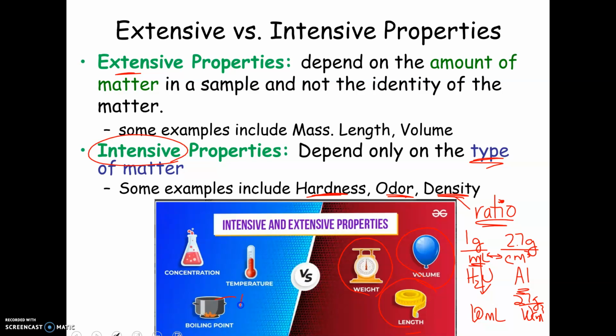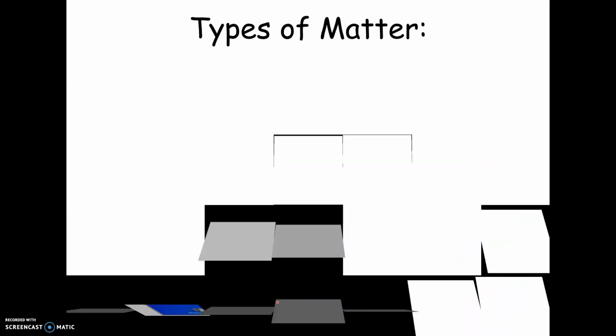Water has a specific boiling point. It boils at 100 Celsius. It freezes at 0 Celsius. Ethanol or acetone or other things have different boiling points and melting points.